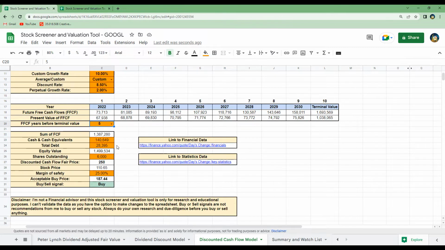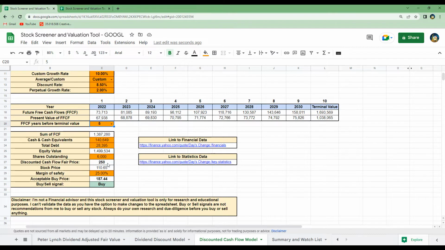By using these 5 years, we find this number for the future free cash flows, and then we add the cash and cash equivalents and subtract the debt to find the equity value of Google. And then we just divide it by the shares outstanding to find the discounted cash flow fair price, which is $250. It should be said that all these numbers I have added are in millions.